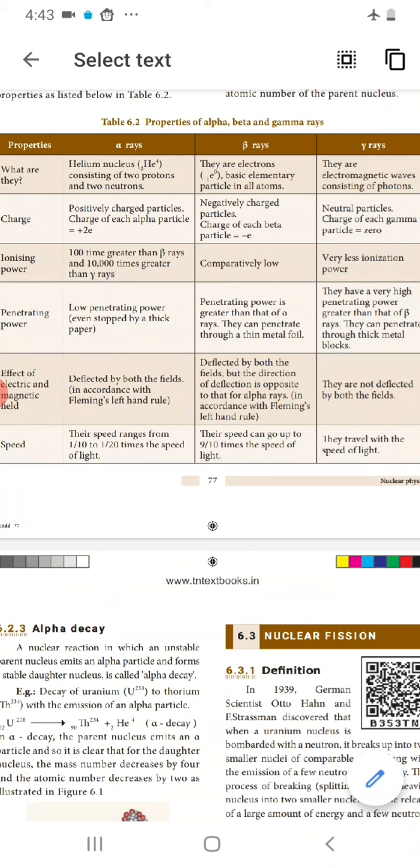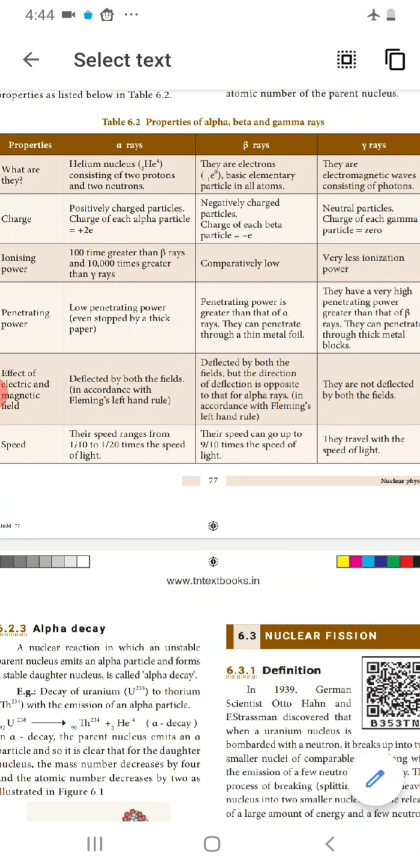Alpha rays are helium nuclei, 2 protons and 2 neutrons. Beta rays are electrons, minus 1 is 0. Gamma rays are electromagnetic waves consisting of photons. For charge, alpha rays have plus 2e, beta rays minus e, gamma rays 0. Ionizing power is 100 times greater than beta rays and 10,000 times greater than gamma rays for alpha rays. Low ionizing power for beta, very low for gamma rays.